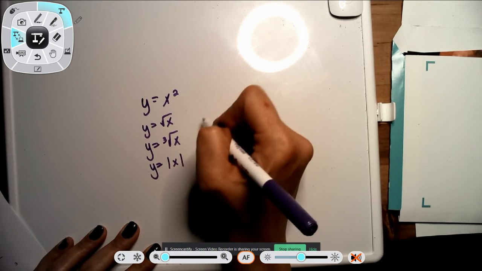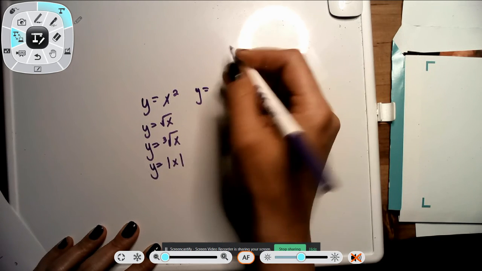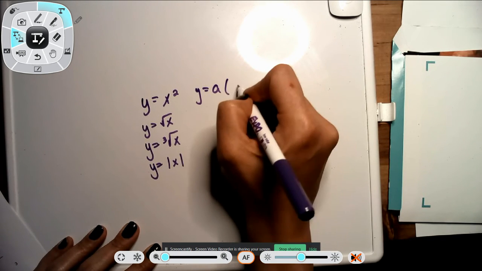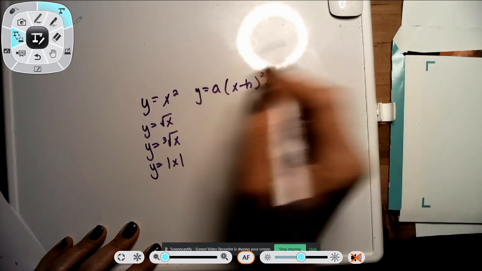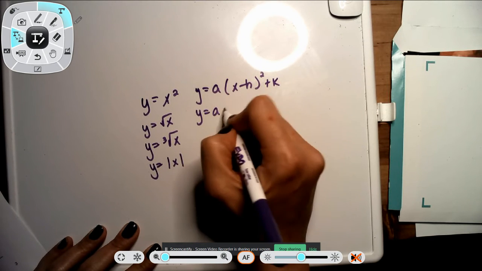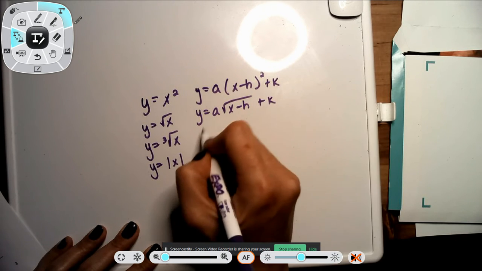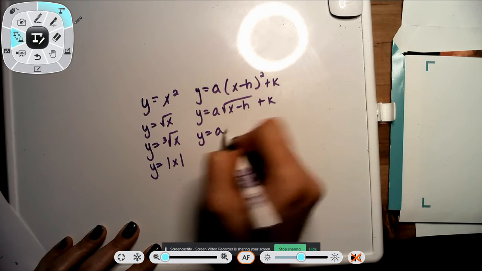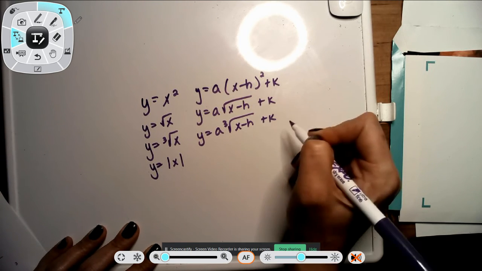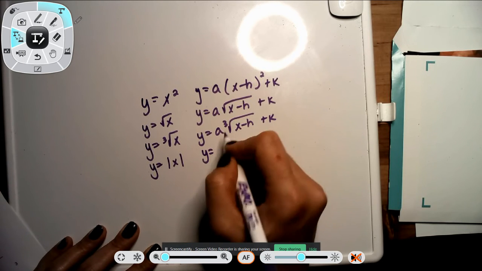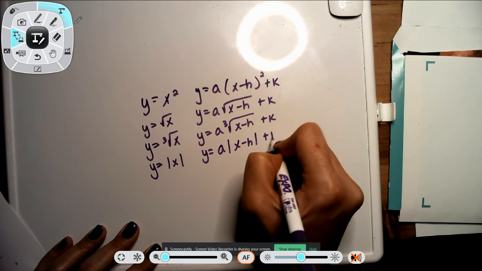So the general formulas that we have are what you really need to remember for this learning target. The first one is a times (x minus h) squared plus k. The second one, a times the square root of (x minus h) plus k. The third one, y equals a times the cube root of (x minus h) plus k. And then our last one, you can probably guess how this is going to go, a times the absolute value of (x minus h) plus k.